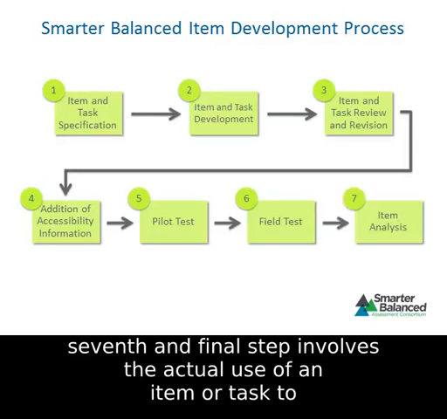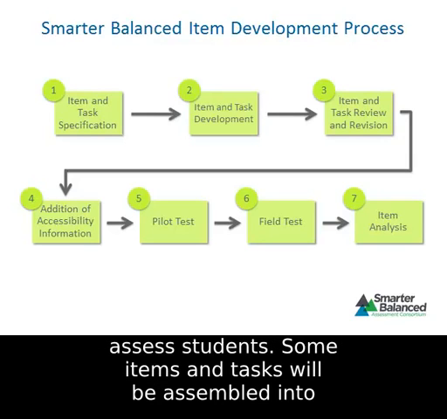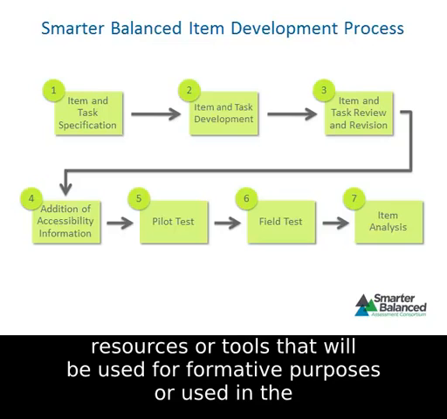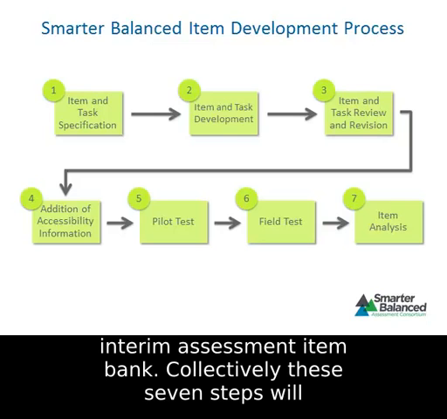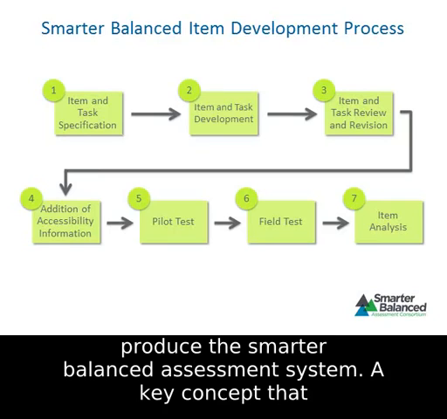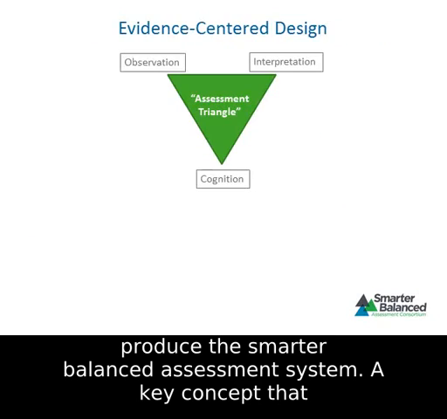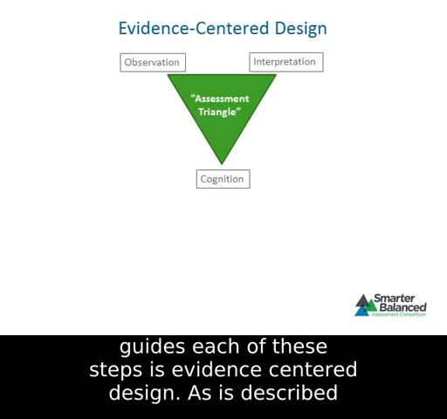The seventh and final step involves the actual use of an item or task to assess students. Some items and tasks will be assembled into resources or tools that will be used for formative purposes or used in the interim assessment item bank. Collectively, these 7 steps will produce the Smarter Balanced Assessment System. A key concept that guides each of these steps is evidence-centered design.